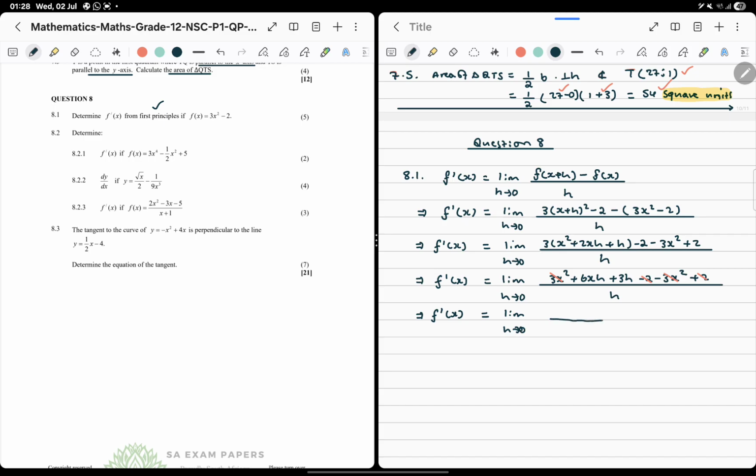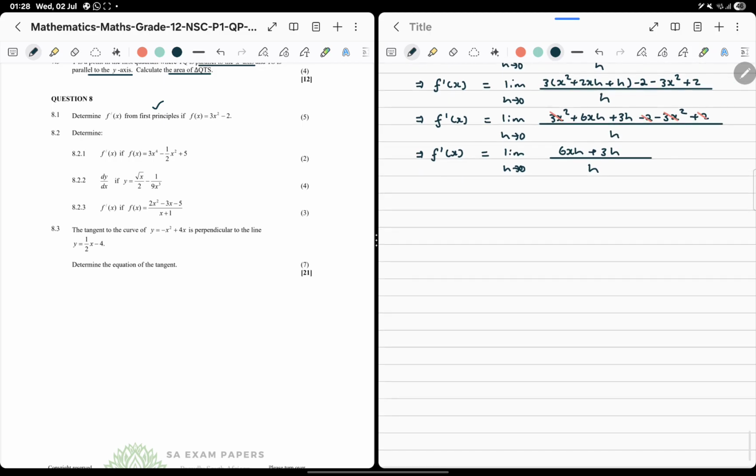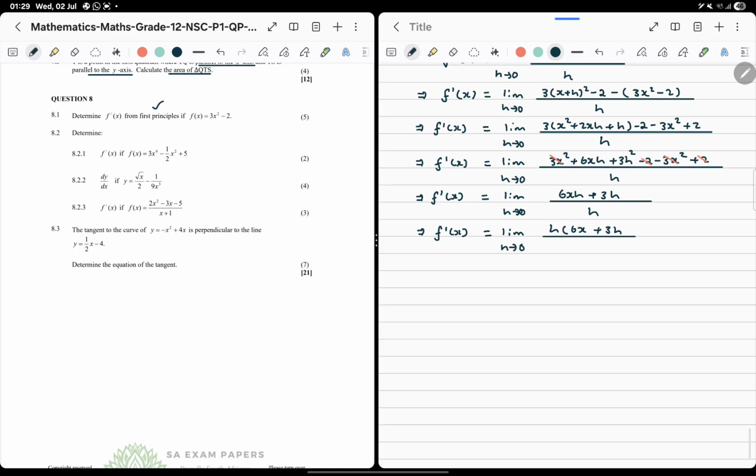Okay, so what do we end up with here? We end up with just 6xh plus 3h over h. The end result is very important to show, because sometimes some very technical questions can come from these things. So don't take these things for granted. So what we can do there, we want to get h in the denominator out. So this is what we end up with. Sorry guys, this is 3h squared.